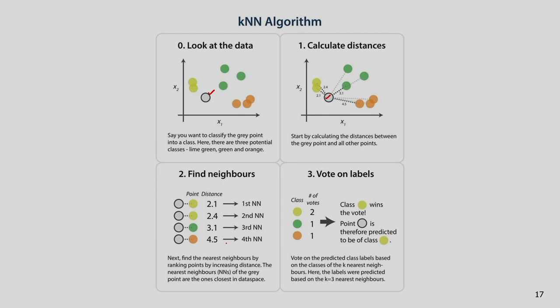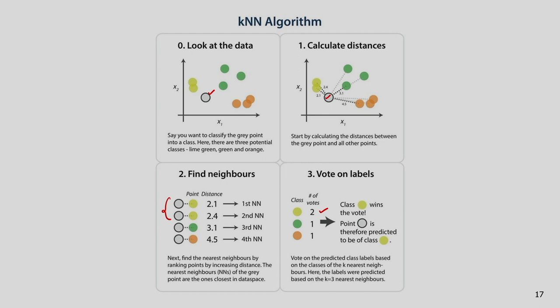In this case, you can see how many votes I can give to the class yellow. Two times it is the nearest neighbor corresponding to the class yellow. That means the yellow class will get the vote of 2, the green class will get the vote of 1, and the red class will get the vote of 1. So this new data point will now be assigned to the class yellow.